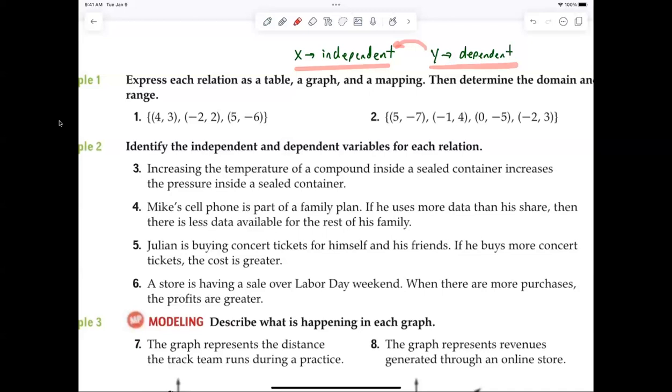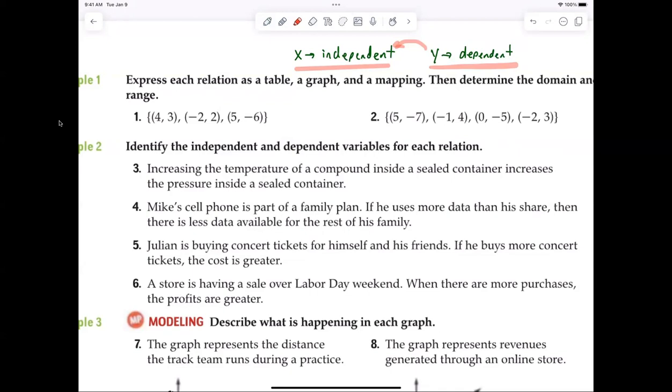Increasing the temperature of a compound inside a sealed container increases the pressure inside the container. So what is changing? What are we controlling? We're controlling the temperature, correct? And when we control the temperature, it changes the pressure. Now, look, I understand, guys. Listen to me. This is reasoning. I would prefer you be better thinkers, and that's what we're doing right now.